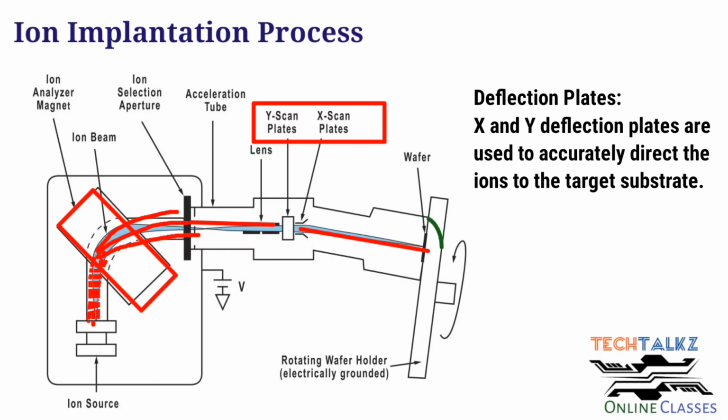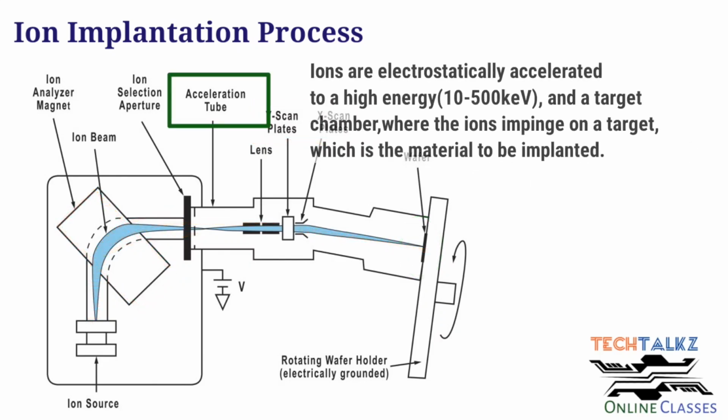Okay, this is the target or wafer. Here the important part is the accelerator. The ions are electrostatically accelerated to a high energy, to the required energy levels, and the impact or the penetration of particles can be effectively controlled. Typical ion energies are in the range of 10 to 500 kiloelectron volts.